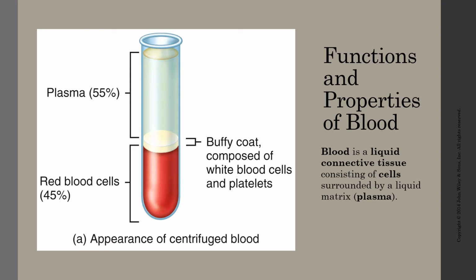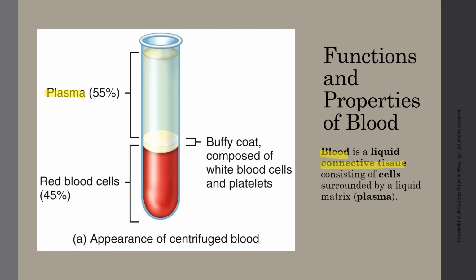surrounding the cells. Now, blood is actually a liquid connective tissue, and it consists of cells surrounded by a liquid extracellular matrix, and then the extracellular matrix is called plasma, and it suspends various cells and cell fragments. Extracellular fluid is the fluid that surrounds the body cells and is constantly being renewed by blood.